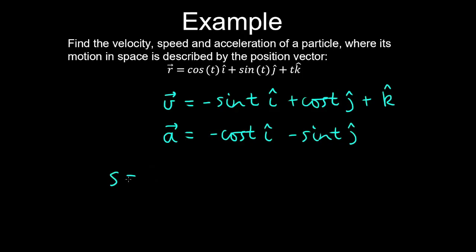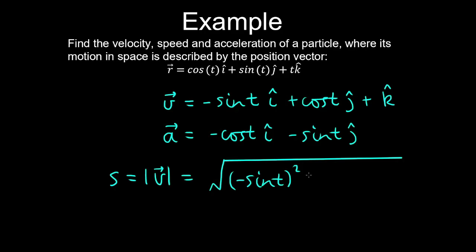And the speed is the magnitude of the velocity, which is the square root of minus sine t squared plus cosine t squared plus 1 squared. So sine squared t plus cosine squared t is 1, so that gives root 2.